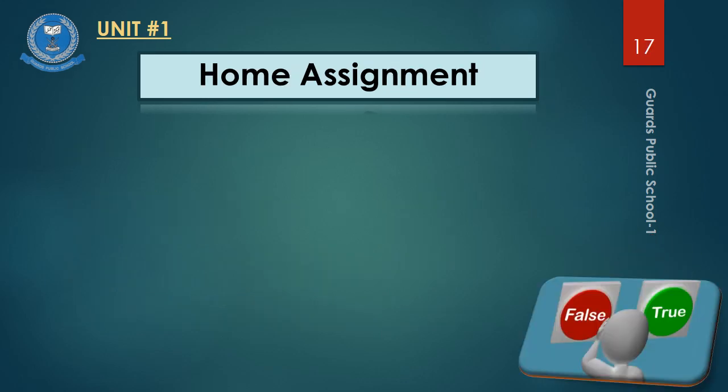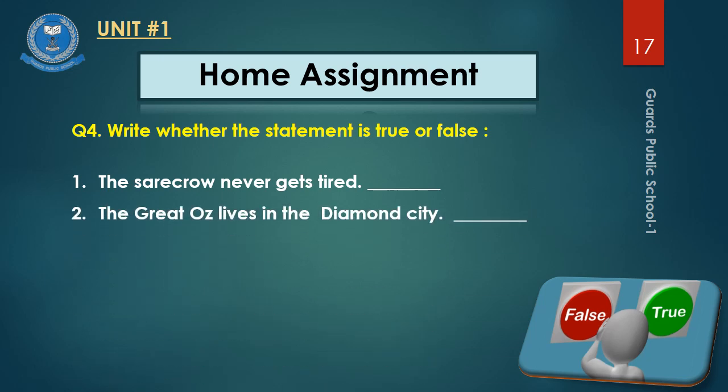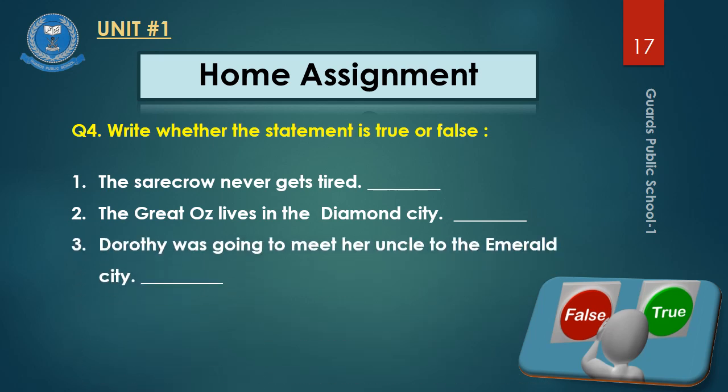Write whether the statement is true or false. Here you have to write true or false. The scarecrow never gets tired. You all know the answer. क्या scarecrow tired होता था? Number 2. The great oz lives in the diamond city. Great oz diamond city में रहता था. Number 3. Dorothy was going to meet her uncle to the Emerald City. Dorothy जो है Emerald City जा रही थी अपने अंकल से मिलने के लिए.